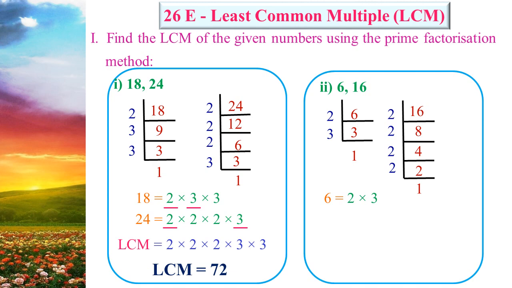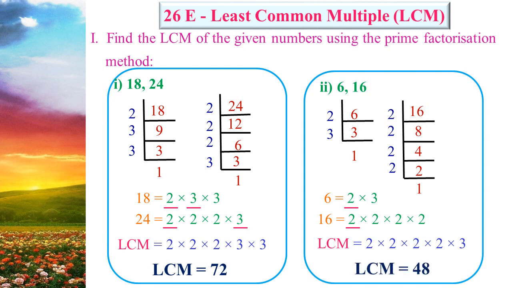The prime factors of 6 are 2 into 3. The prime factors of 16 are 2 into 2 into 2 into 2. Now we underline the common factor of 6 and 16. Here 2 is the common factor. So now we find the LCM. Already we underlined the common factor, 2. So take 2, and then take all the other factors: 2 into 2 into 2 into 2 into 3. So the LCM is 48.